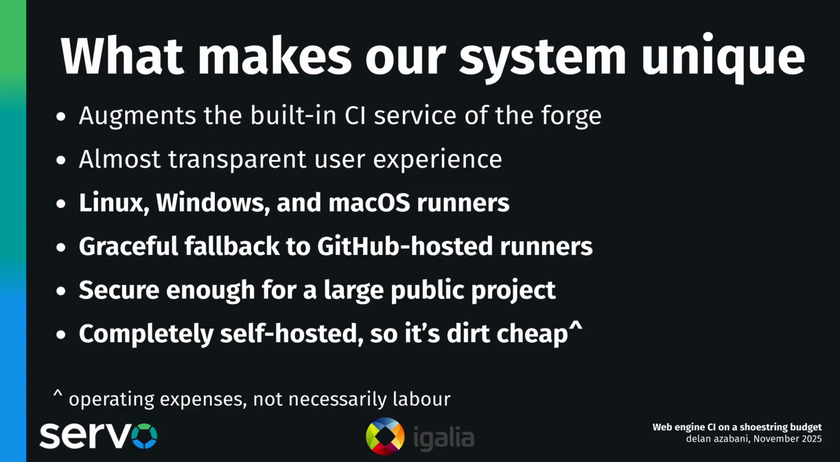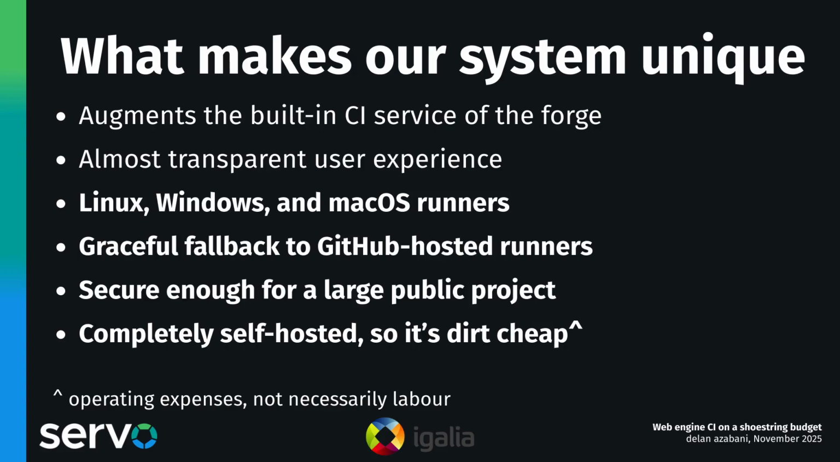Some things make our system unique and that we're pretty proud of, I think. And these things apply to all versions of our system, which we've been developing over the last 12 to 18 months. The first is that we build on top of the native CI servers of the GitForge. So in this case, it's GitHub and GitHub Actions. It could be Forgejo and Forgejo Actions in the future. And we're working on that already.